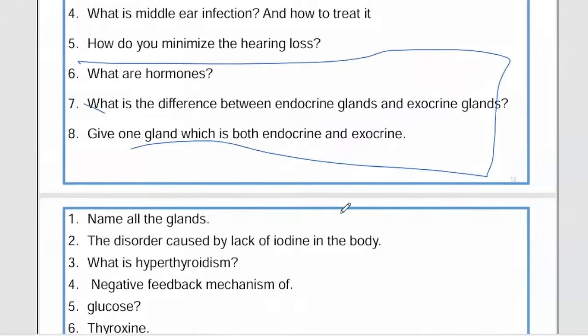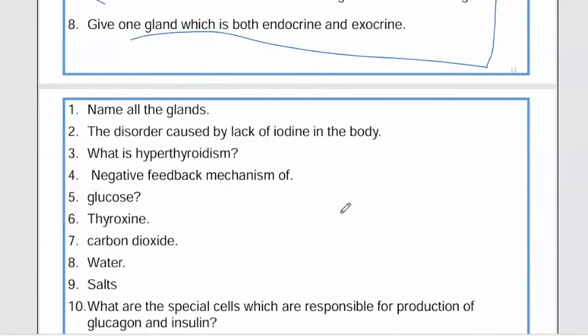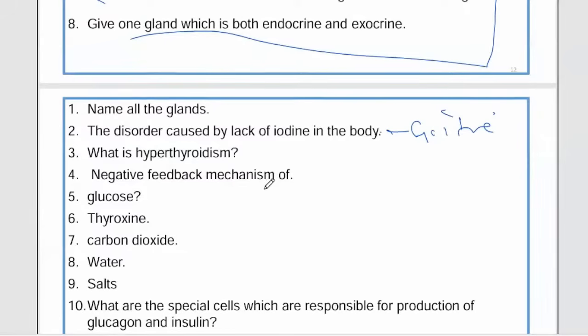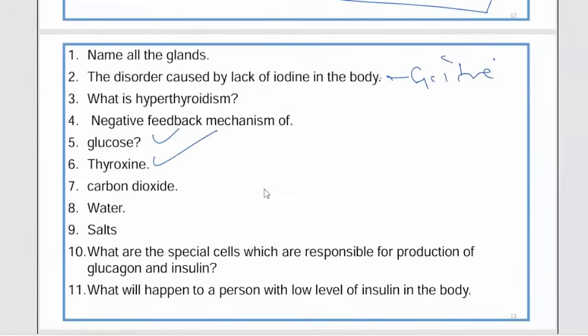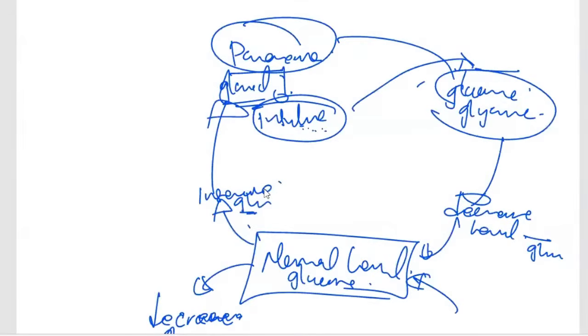They're saying that the disorder from lack of iodine in the body, that is goiter. We say it is what? Goiter. Then they're saying that hyperthyroidism can be as a result of over-stimulation of the thyroid gland to produce thyroxine, so it becomes hyperthyroidism. The negative feedback mechanism I've talked about for glucose, thyroxine, carbon dioxide, water, and salt. Please use the same principle which I've created here. You will be able to answer such questions.